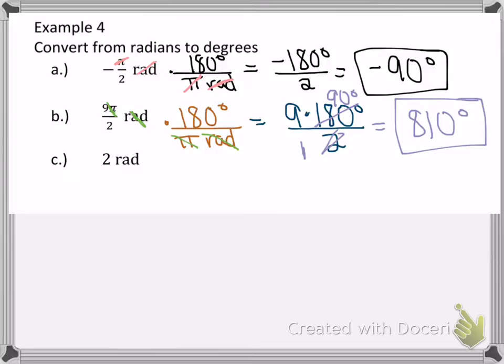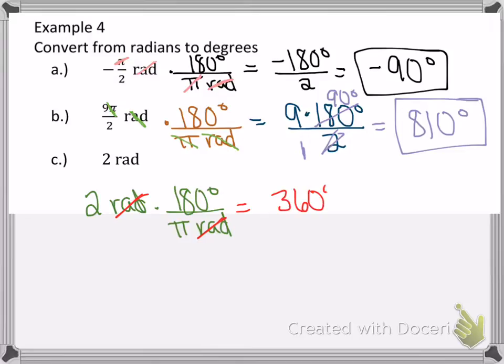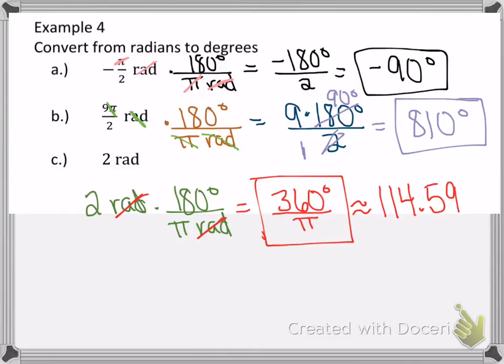And then the last one, 2 radians. I'm going to multiply by 180 degrees over pi radians. This time I have no pi's to cancel, just the radians cancel. So I end up getting 2 times 180, which is 360 degrees over pi. That's an acceptable answer. Pi is a number, so it's basically saying 360 degrees divided by a number a little bit above 3. If I had a calculator and plugged it in, I would end up getting 114.59 degrees.